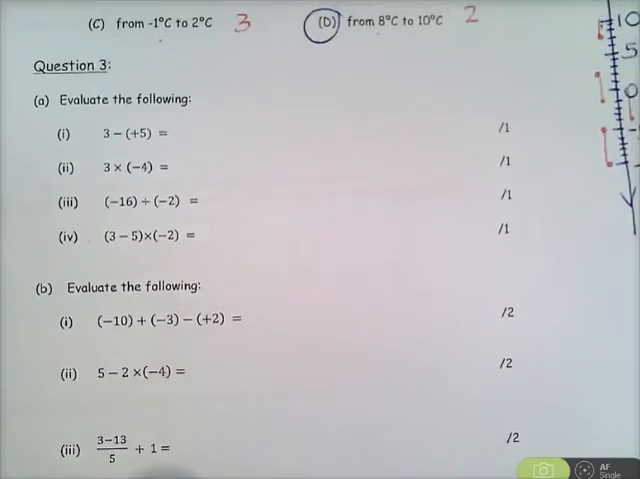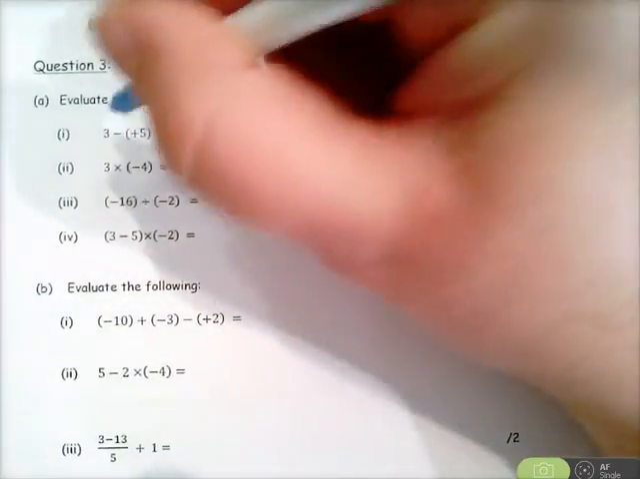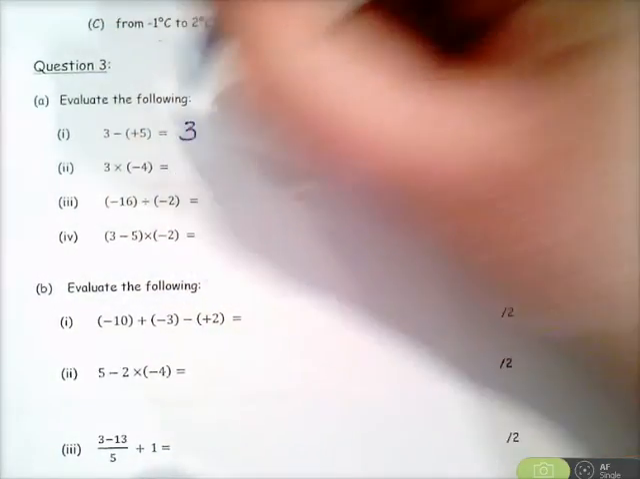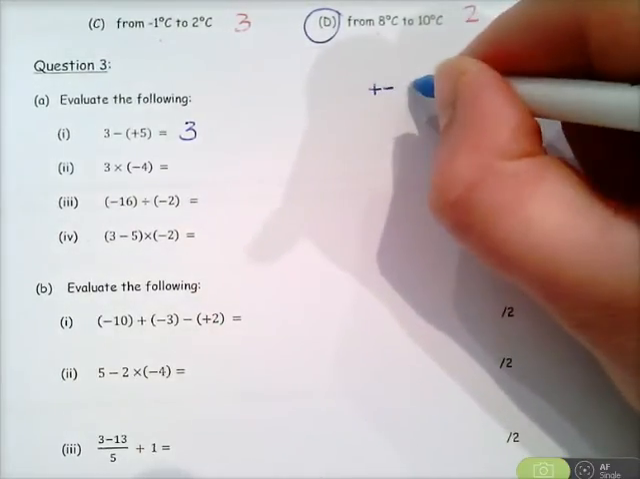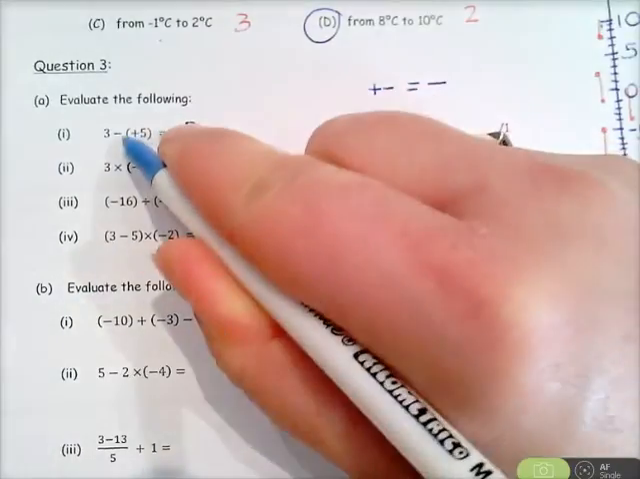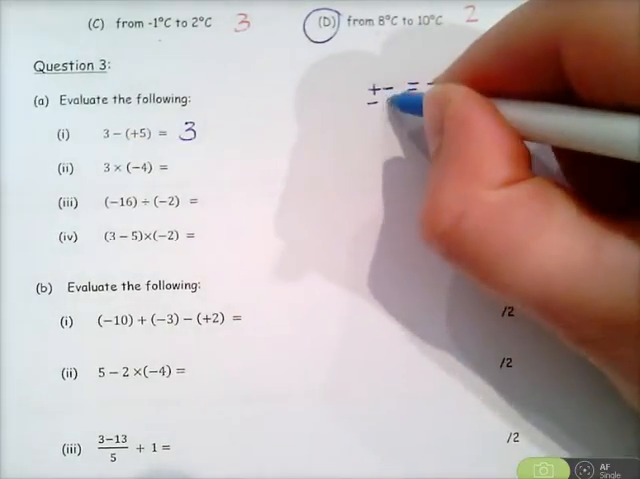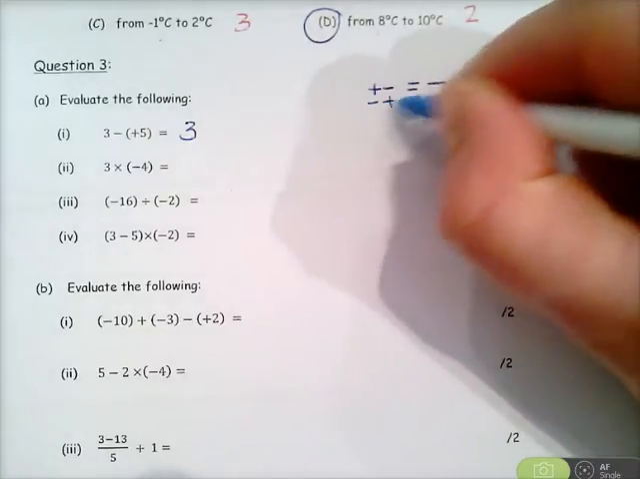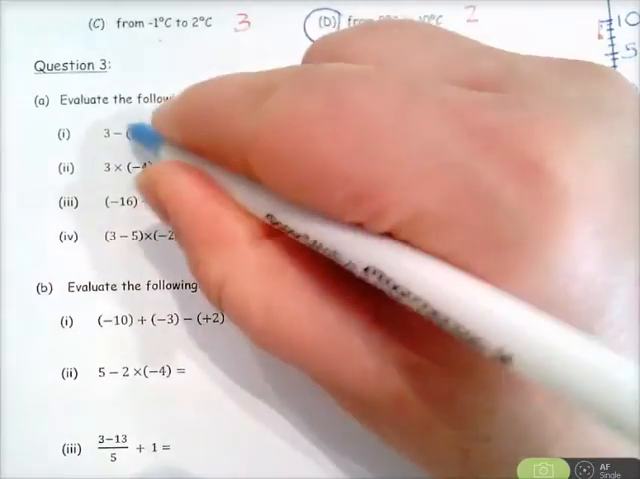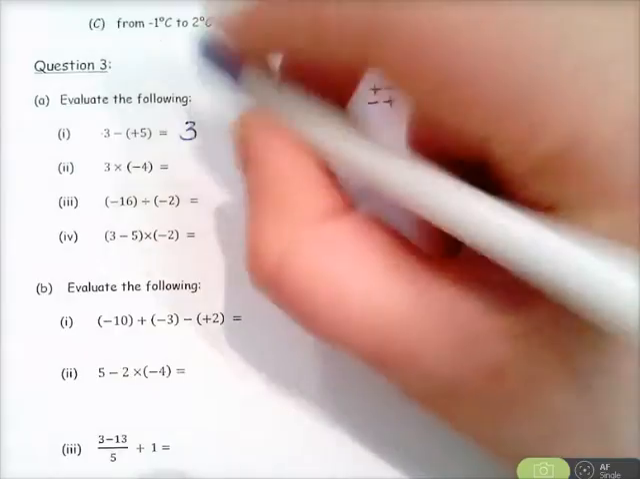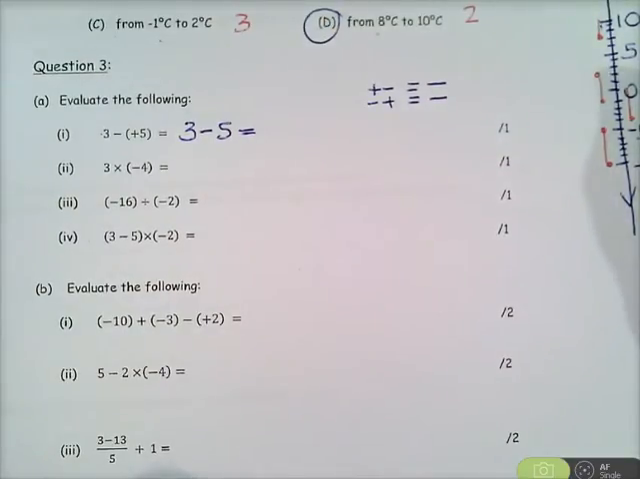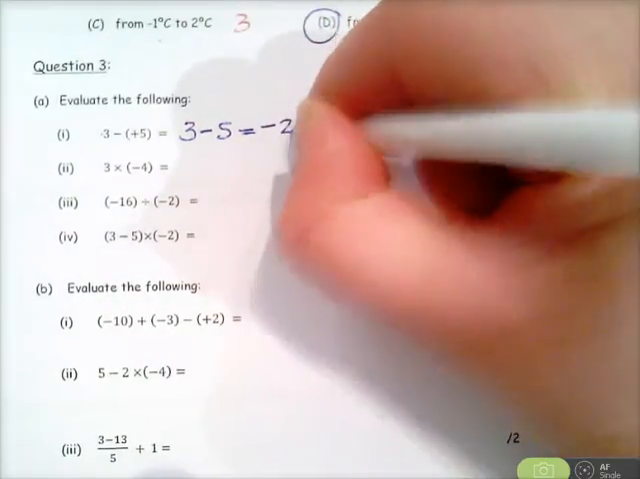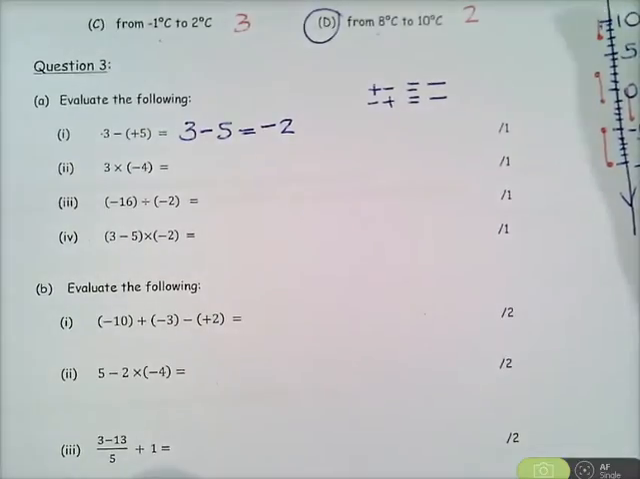Evaluate the following. 3 plus -5. Now when you see a plus and a minus together, remember that a plus and a minus equals a minus, because a plus doesn't change anything. So 3 minus +5 is 3, take away 5. Now we're going below 0. So if we've got 3 and we take away 5, we're going to end up at 2 below 0. So our answer is -2.